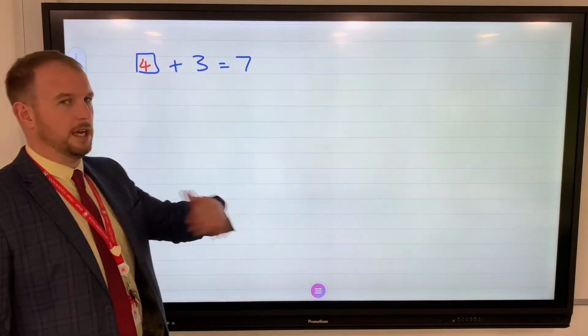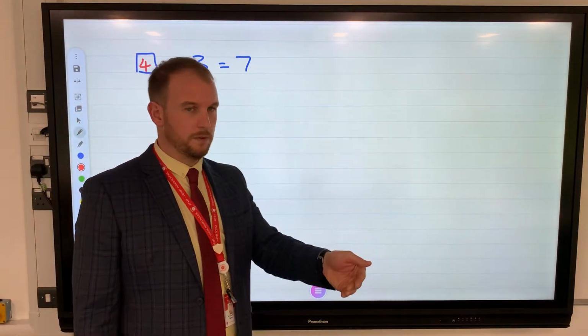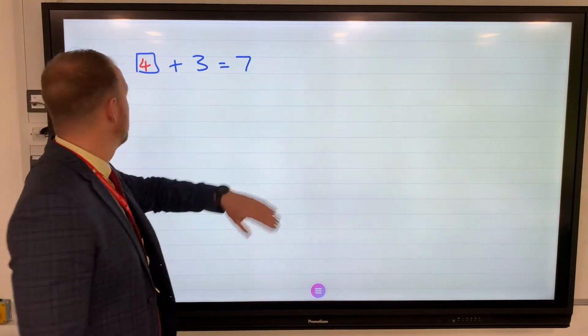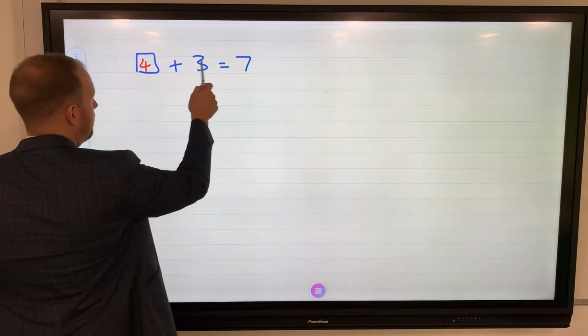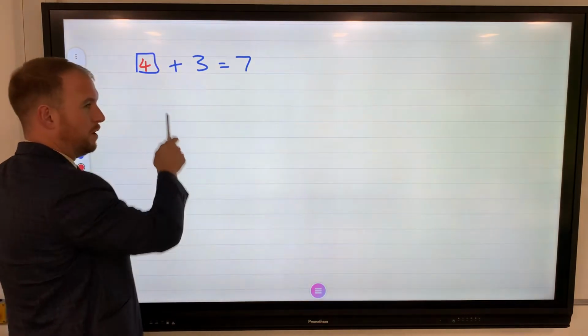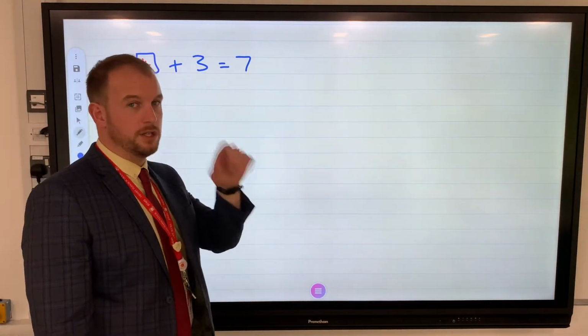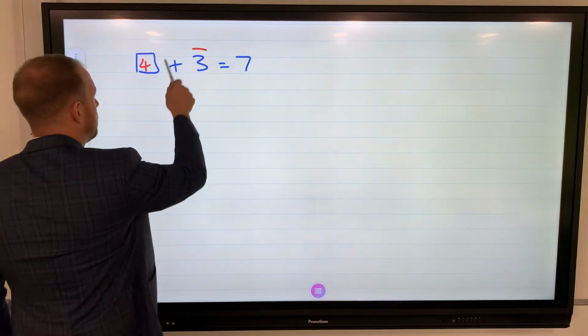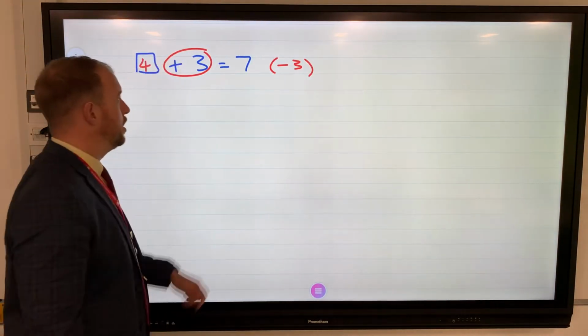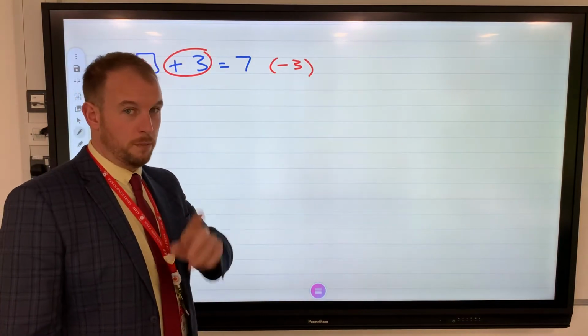So let's think what we've done to get the answer 4. We've had something, add 3 is 7. So what we've done, we've technically done 7 take away 3. We've worked backwards. We've used inverse operations. So we have subtracted 3, okay? So we've used an inverse operation to solve.